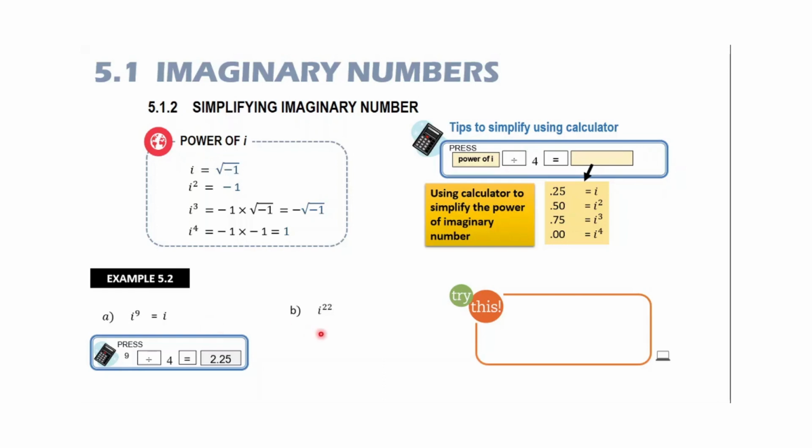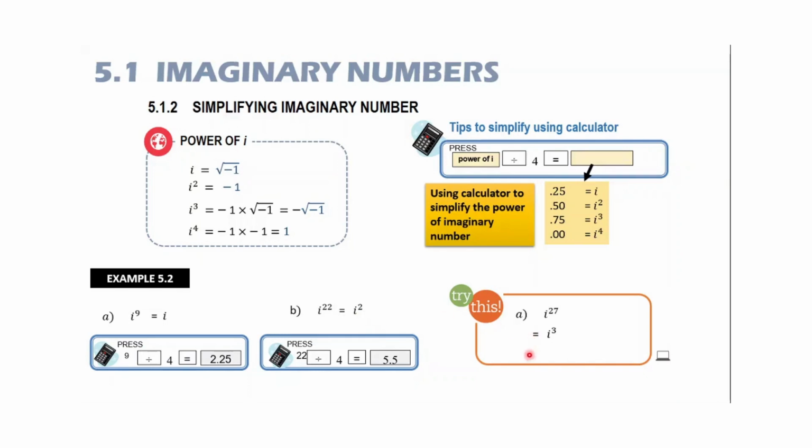We have here i to the power of 22. We want to simplify this imaginary number. Take the power of imaginary. 22 divided by 4. You get the answer in your calculator 5.5. So 0.5. 0.5 is equal to i squared. So the answer is i to the power of 22 equal to i squared. Boleh faham? Okay, next.